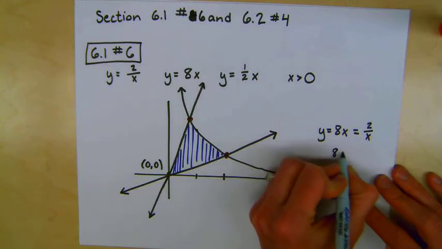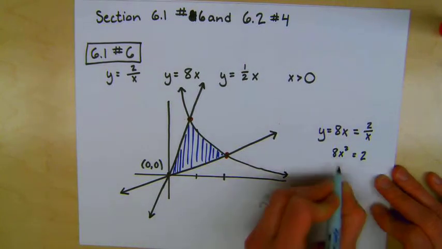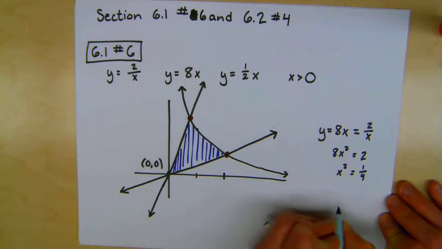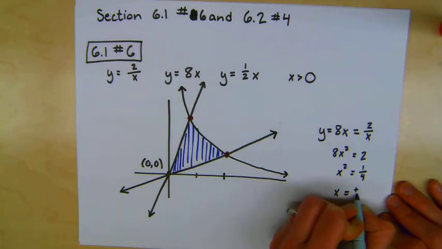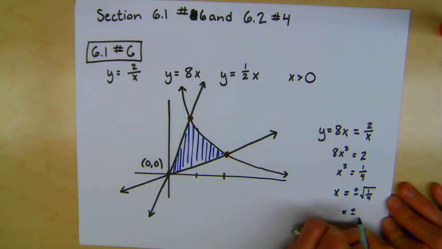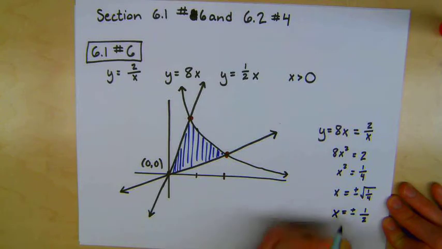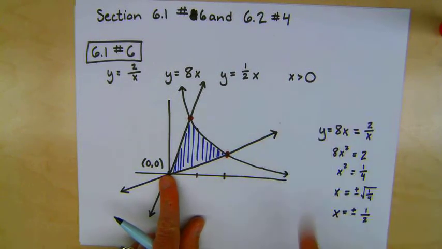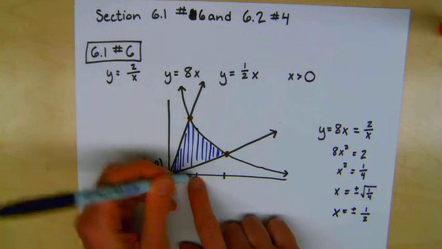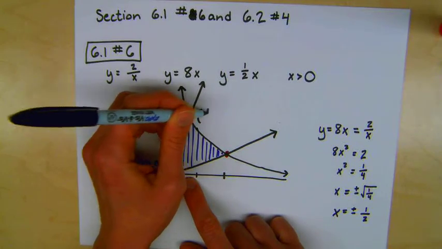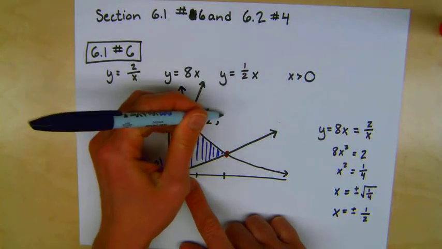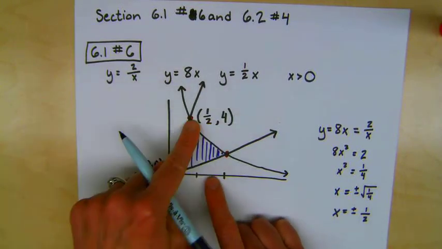So this means that 8x squared is equal to 2. That means that x squared is equal to 2 divided by 8, which is a fourth. And that means that x is going to be equal to plus or minus the square root of 1/4, which is the same thing as plus or minus 1/2. Notice that in this domain we want our x values to be positive, so we are going to ignore the value where x equals negative 1/2. That means that our intersection point right here is where x equals 1/2. Plugging that back into the function, 2 divided by 1/2 is 4.